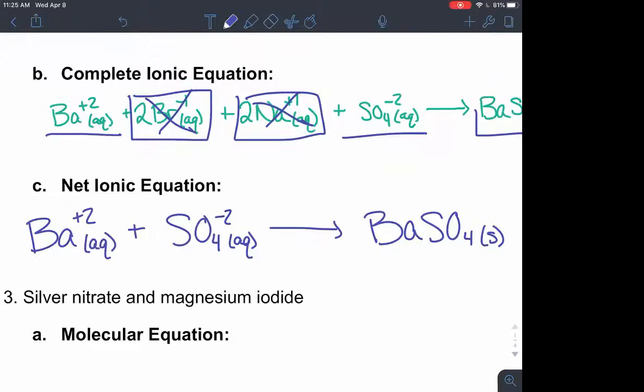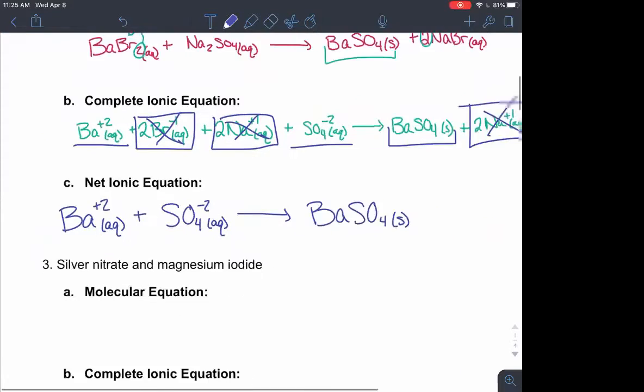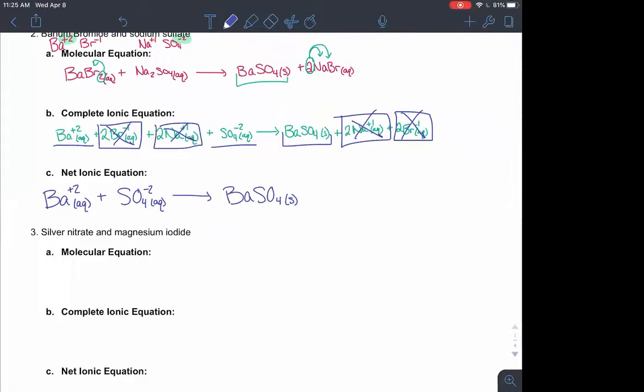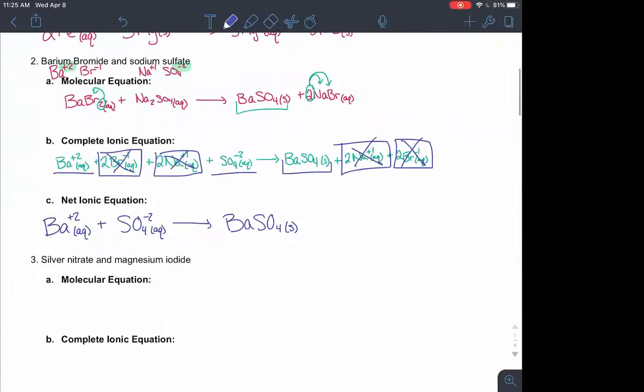All right, and as you can see now, we have just our barium ion plus our sulfate ion is going to make our barium sulfate as a solid. So it sets up to make just whatever's needed to create our solid. Not too bad, right? No.